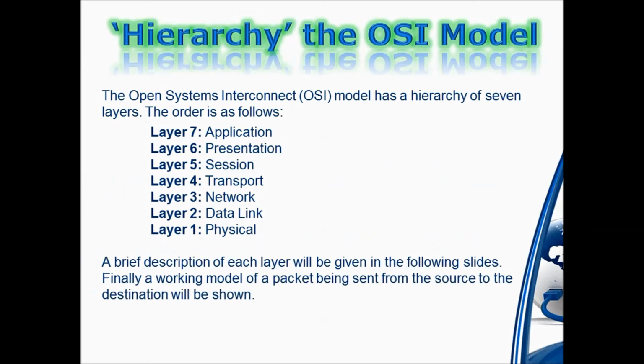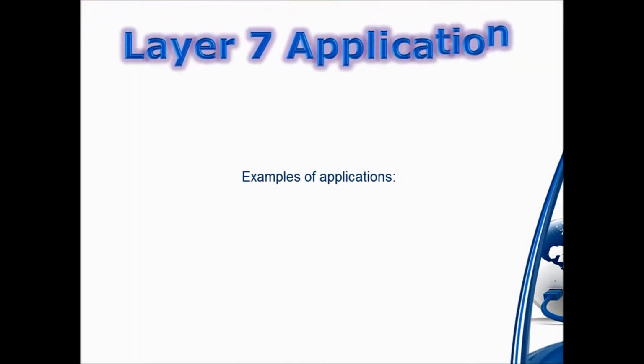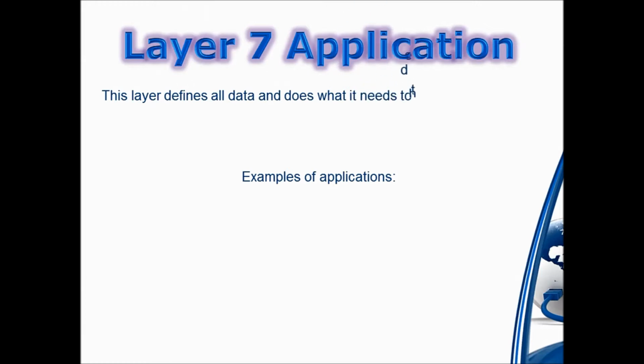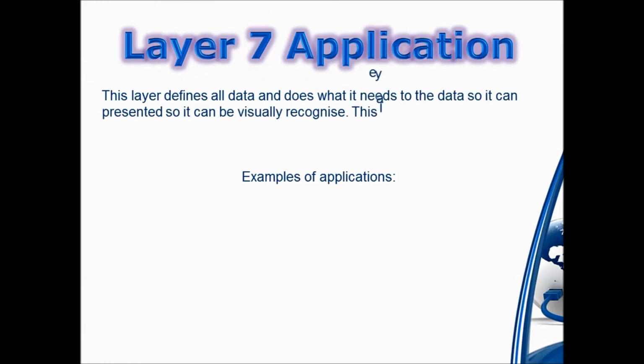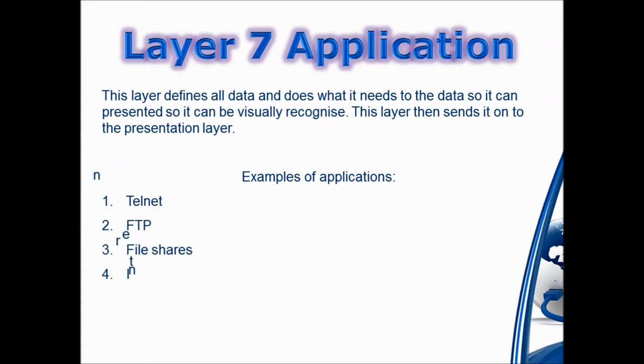This layer defines all the data and does what it needs to do to the data so it can be presented, so it can be visually recognised by ourselves. This layer then sends the data to the presentation layer. Applications on this layer will be Telnet, FTP, file shares, Internet Explorer, Firefox, Opera, games like Doom and Quake through networks, and Messenger and MSN and Google.